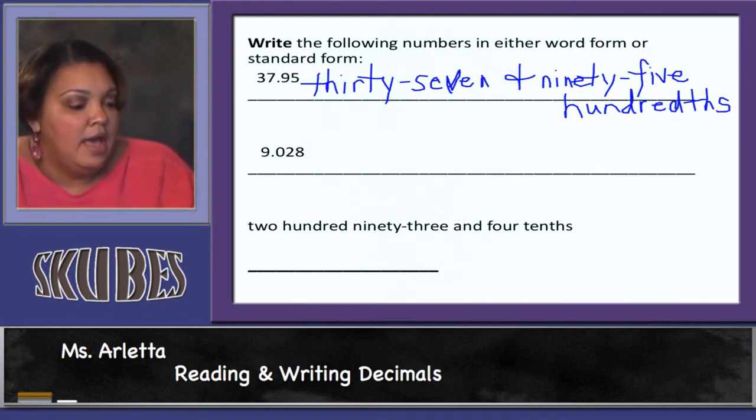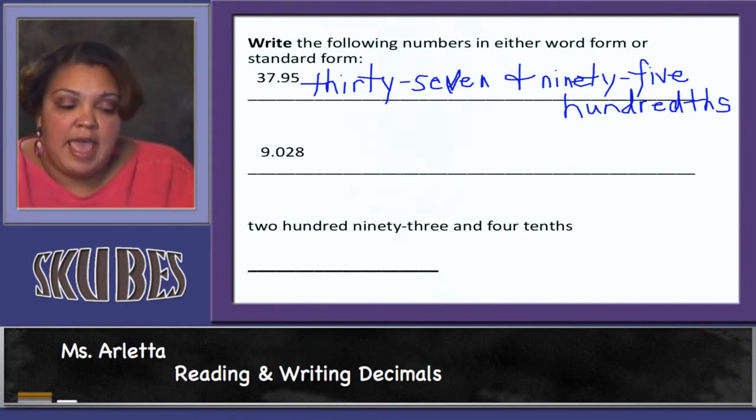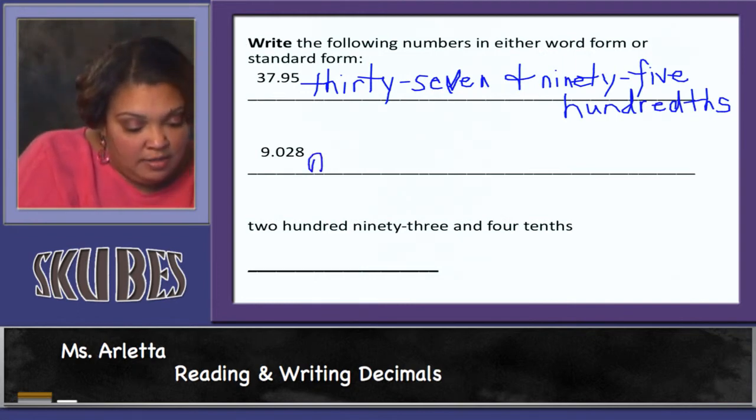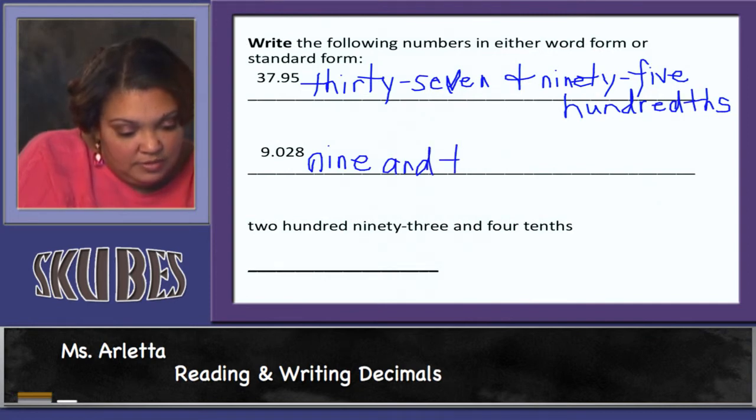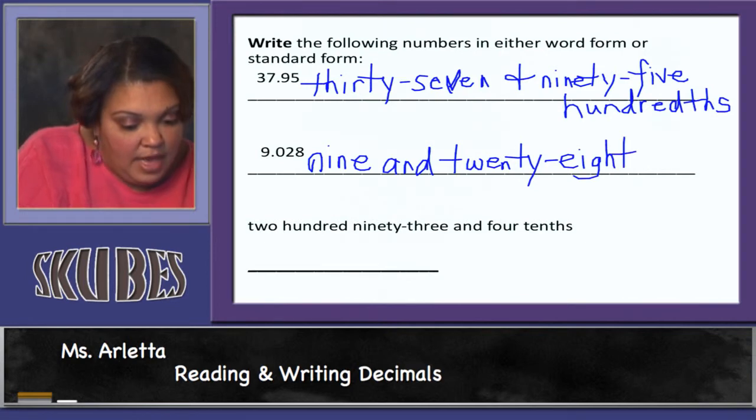Okay, let's look at our next number. I see a 9.028. Remember, let's look at the digit, the 8, which is to the far right of the decimal point. And let's talk about the place value. The 0 is in the tenths place, the 2 is in the hundredths place, and the 8 is in the thousandths. So that would be 9 and 28 thousandths. And the way you would write it is the same way you read it. 9 and 28 thousandths.